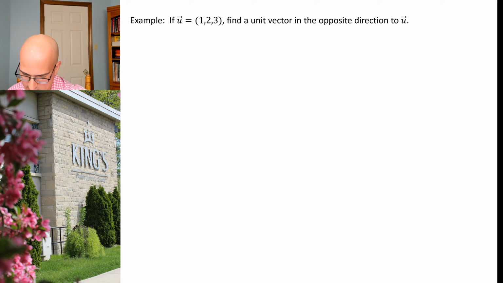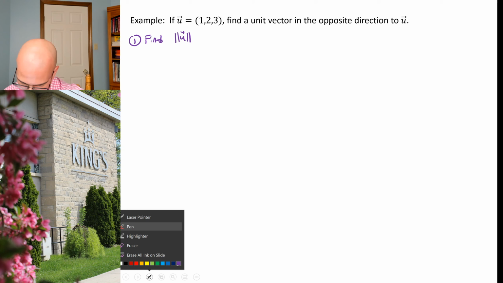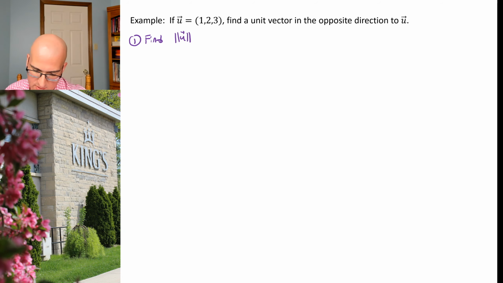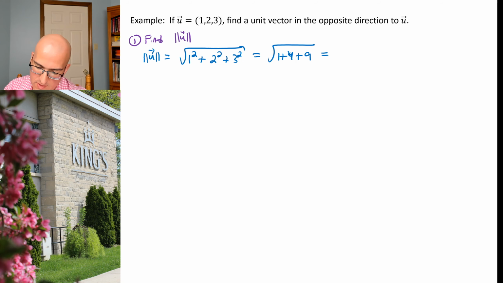All right. Next example is just a repeat of one we already did. That's a common type of problem, so it's worth doing another one. We're given a vector u, and we're asked to find a unit vector in the opposite direction to it. So step 1, find length of u. So length of u equals the square root of 1 squared plus 2 squared plus 3 squared. So the square root of 1 plus 4 plus 9, which is the square root of 14.